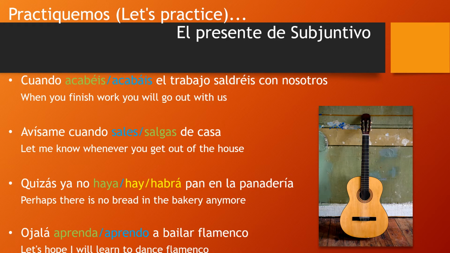Second one, avísame cuando salgas de casa. Whenever, again, whenever you go out of the house, let me know. That's why I'm telling you to let me know, because depending on you, I don't know when you're going out, so let me know. Subjunctive.